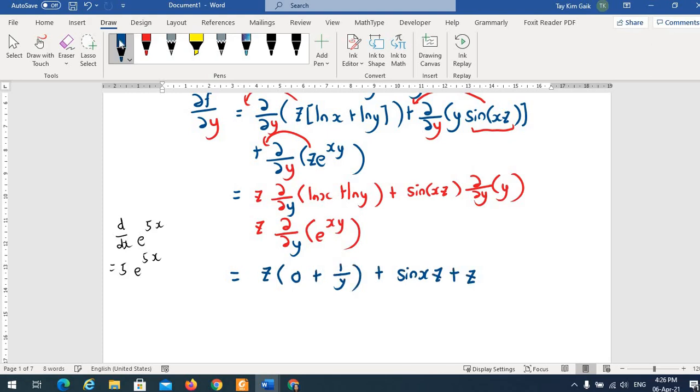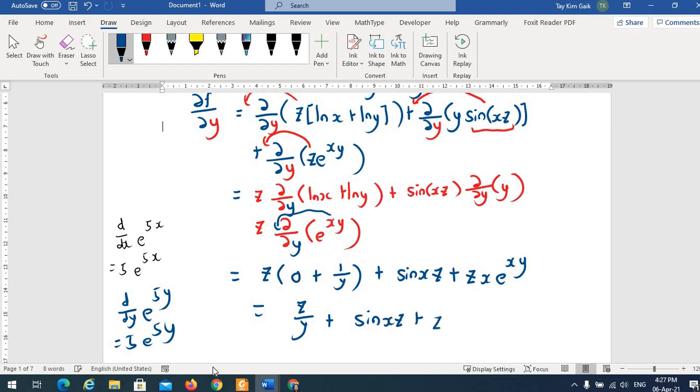When you del y, x is constant, so you have z x exponent xy. If d/dx exponent pi x gives pi exponent pi x, the same thing if you d/dy exponent pi y, the answer is pi exponent pi y, where x is equivalent to a constant value, let's say pi, that's why you get x exponent xy. So this is for del f, del y, where you have z over y plus sin xz plus zx exponent xy.